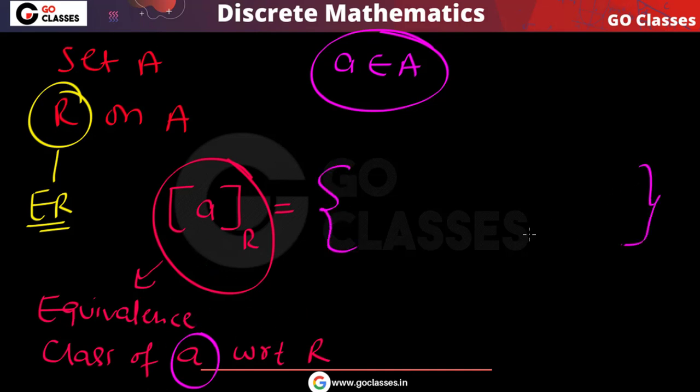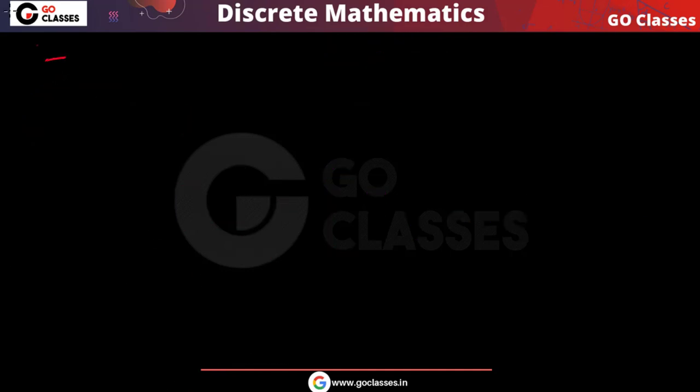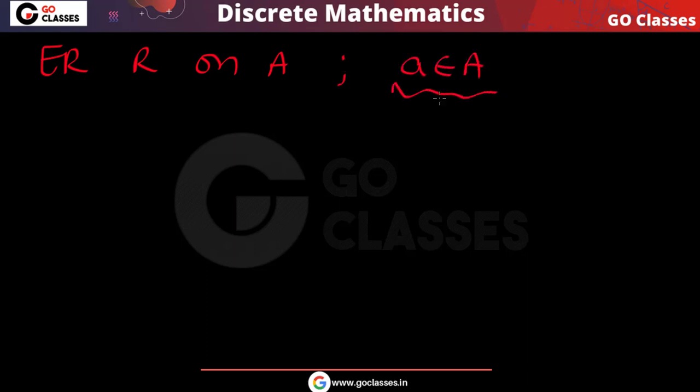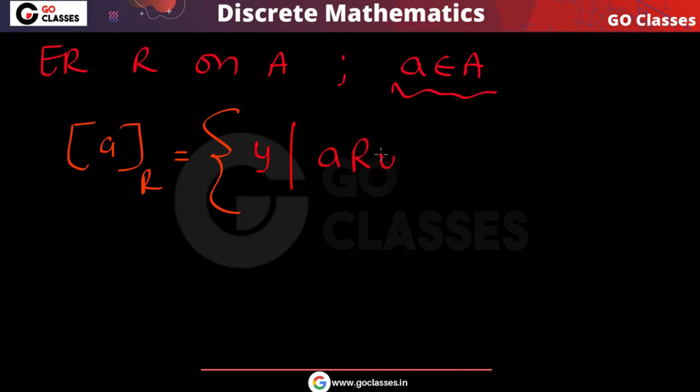What is this? This is the set of all elements to which A is related. So this is the idea. Remember, you have an equivalence relation R on set A, and let's assume you have any element, whatever element you want you can take. For any element in the base set, this is the equivalence class of A with respect to R. It is the set of all elements to which A is related.